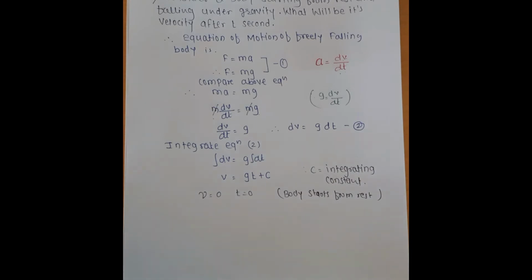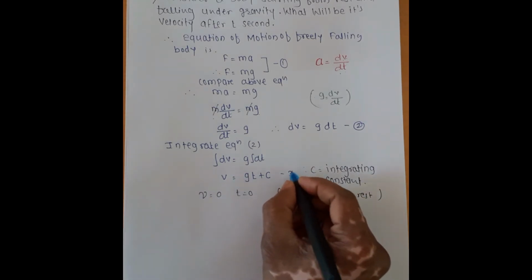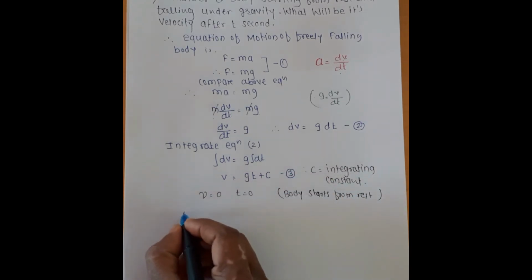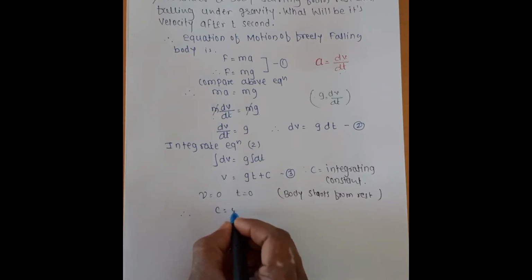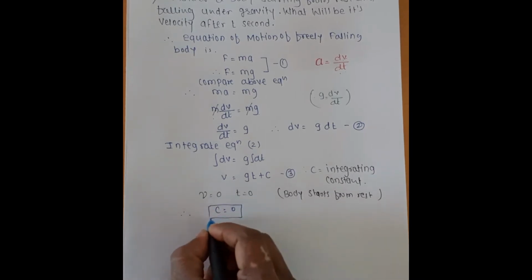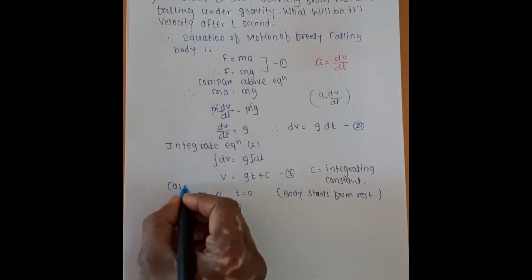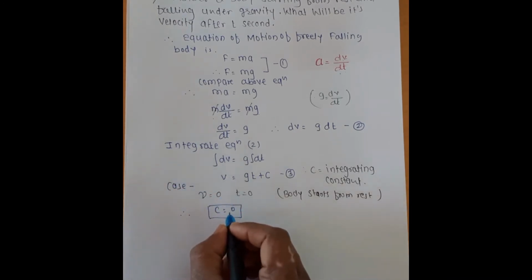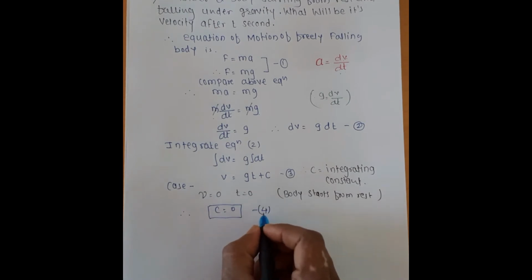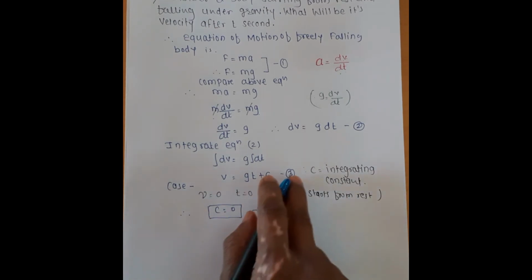Then equation 3 becomes, using this condition, c equals 0. In this case c equals 0. This is equation number 4. Then put this value in equation 3.